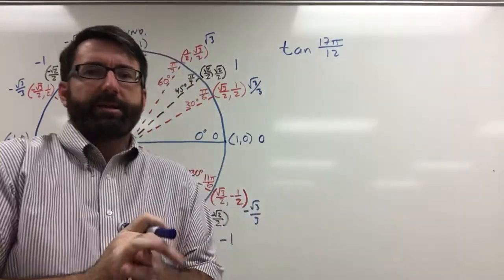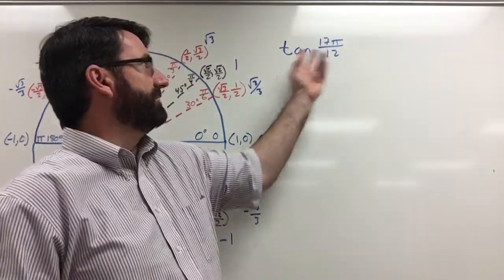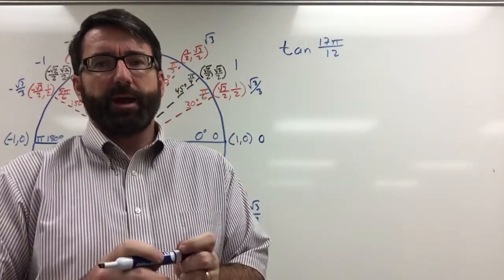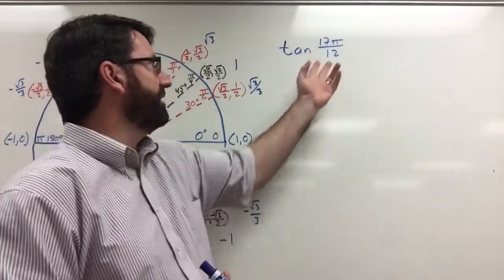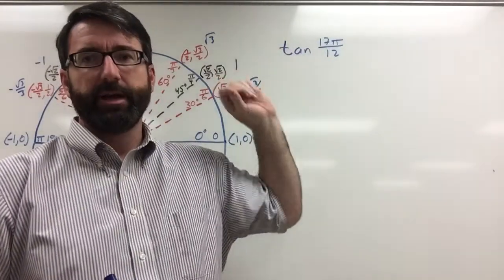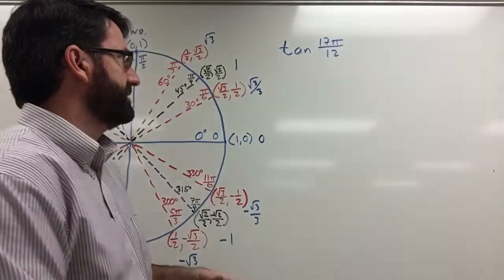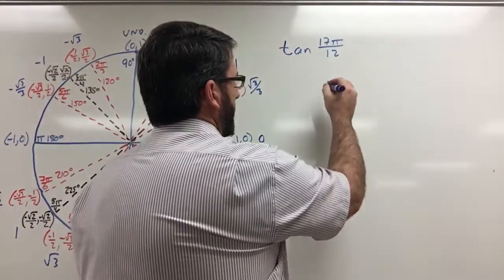For this problem, we're asked to find the exact value of the tangent of 17 pi over 12. So let's start by rewriting this angle measure in degrees instead of radians. That's going to make it easier to work with a little bit.